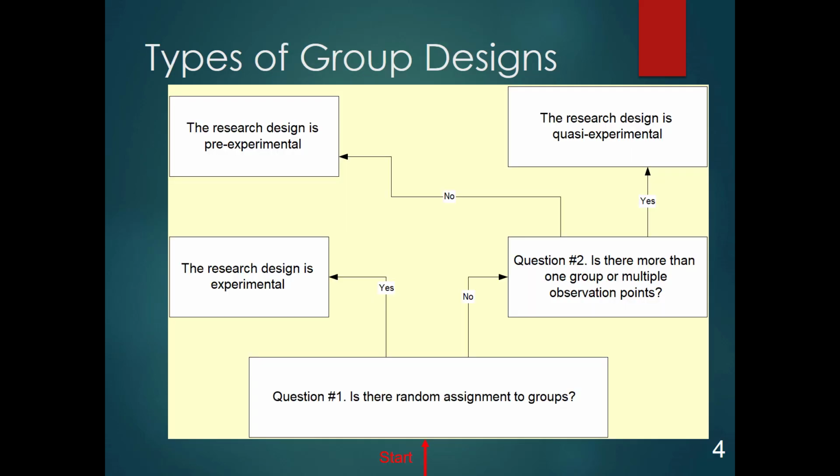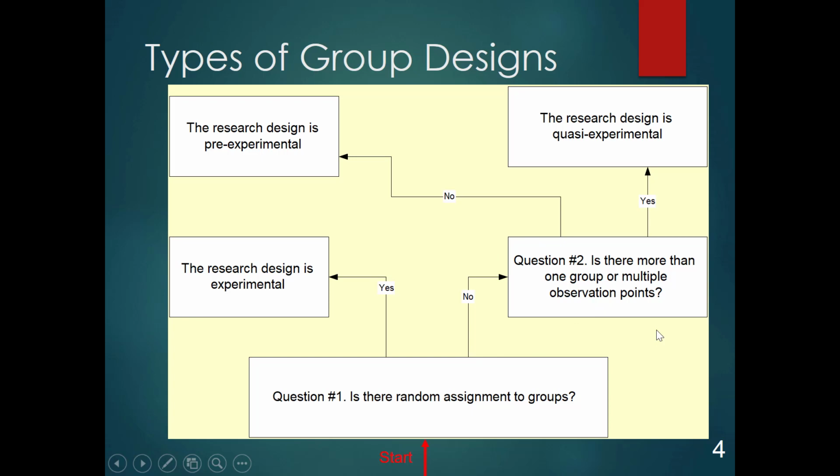All right, so here are your types of group designs. Starting at the bottom, this is where we would start. Your question one, the first thing you need to ask yourself, is there random assignment to groups? So are you randomly assigning your participants to a specific group? Usually you have two groups. So when you ask yourself, is there random assignment to groups, if your answer is no, then you go over here.